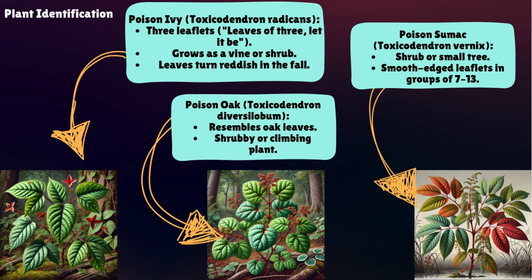Poison oak, Toxicodendron diversilobum. These leaves resemble those of an oak tree, hence the name. It grows as a shrub or climbs like ivy in certain regions. Poison sumac, Toxicodendron vernix, a taller, more tree-like plant with smooth-edged leaflets grouped in 7s to 13s. Failing to identify these can lead to unnecessary exposure, or worse, misinformed advice.